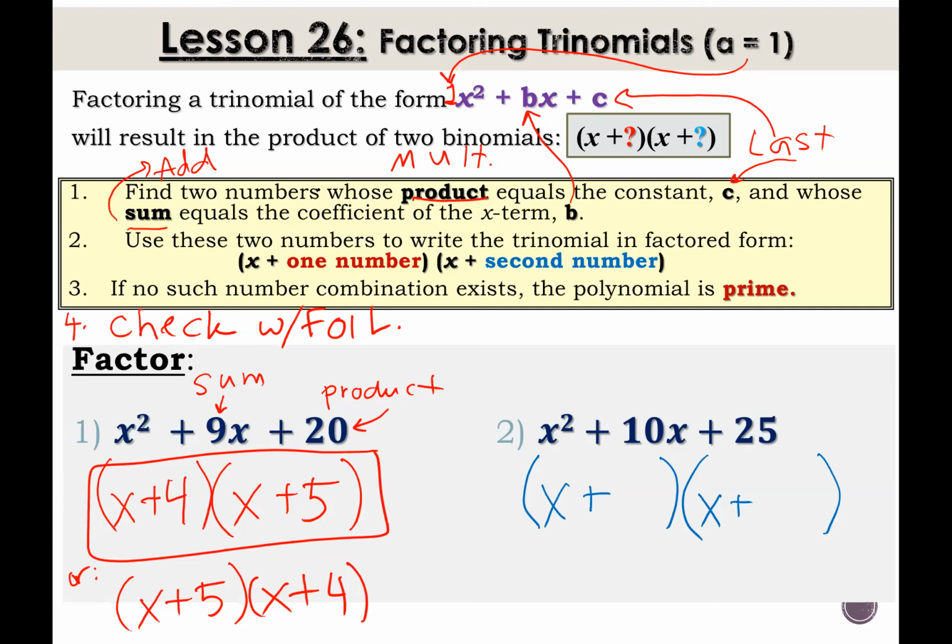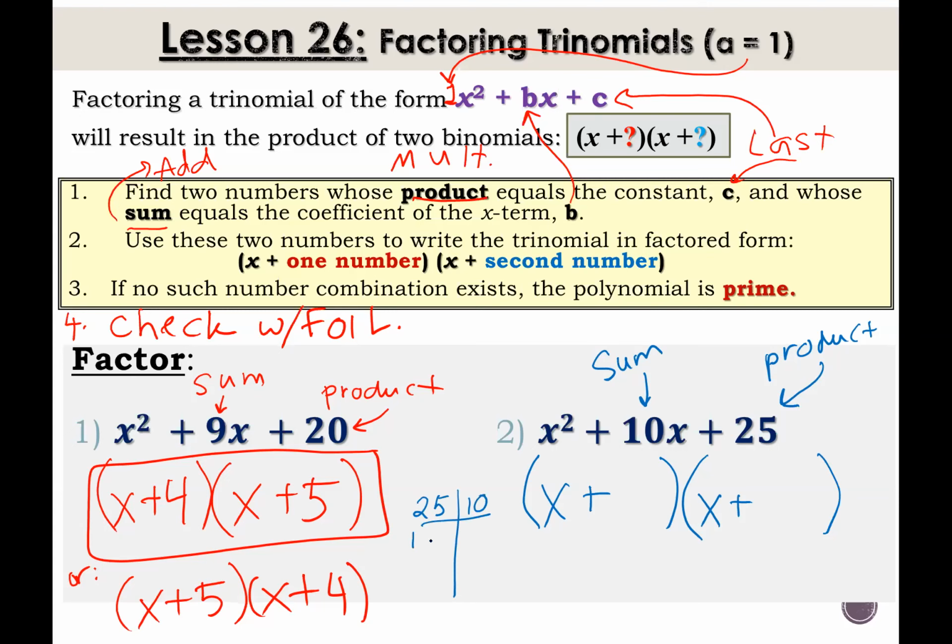So we need to find two numbers whose product equals the constant c. So this time our product is 25. So we need two numbers that multiply to 25. And those two numbers also need to have a sum of 10. All right, now I could go back and do the same kind of little chart that I did before. 25 doesn't have a lot of possible factors, so I can probably just kind of squeeze that in right here.